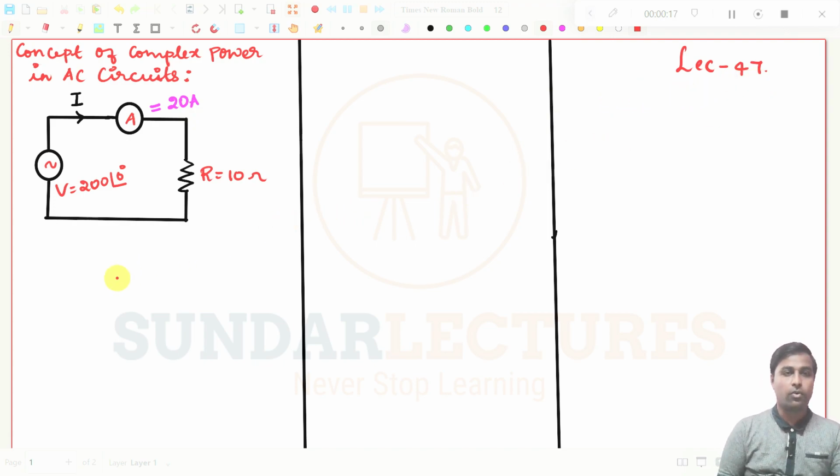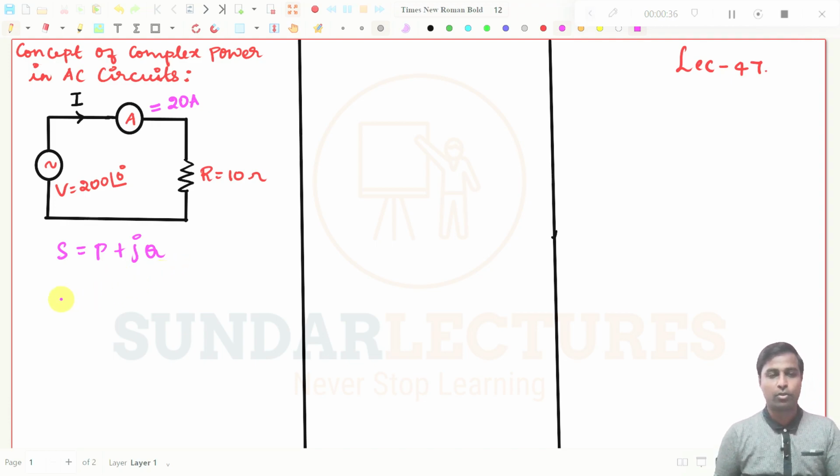So we know the expression for complex power, which means the apparent power. S is equal to P plus jQ. This is the real power and this is the reactive power. So this is the complex power. We are calling it complex power, or we can say apparent power, a combination of real power and reactive power.